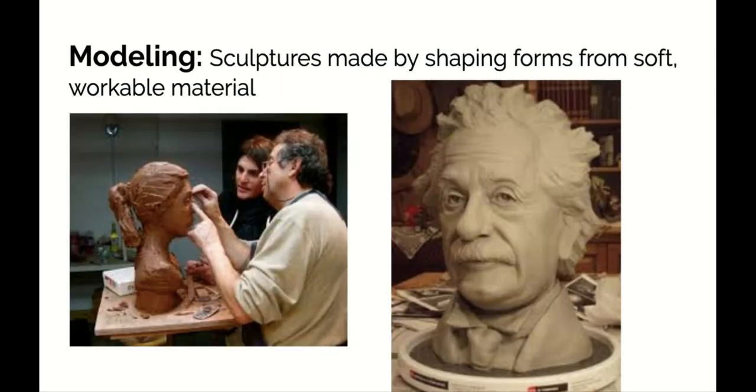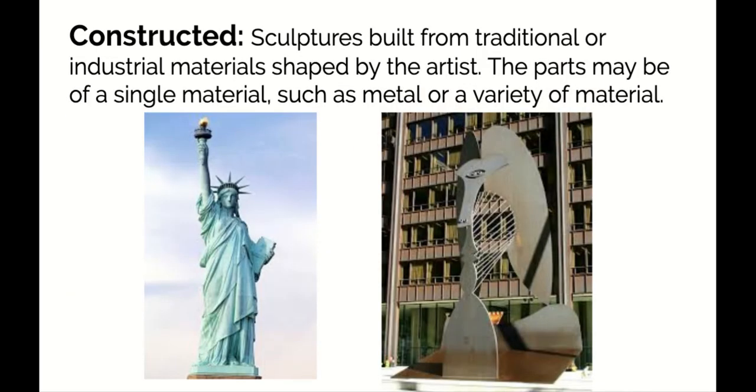With modeling, these are sculptures made by shaping forms from soft workable material. So you can see in these examples, these are created using clay, where the artist is doing both carving, but also putting pieces of clay on the work to make certain things stand out.